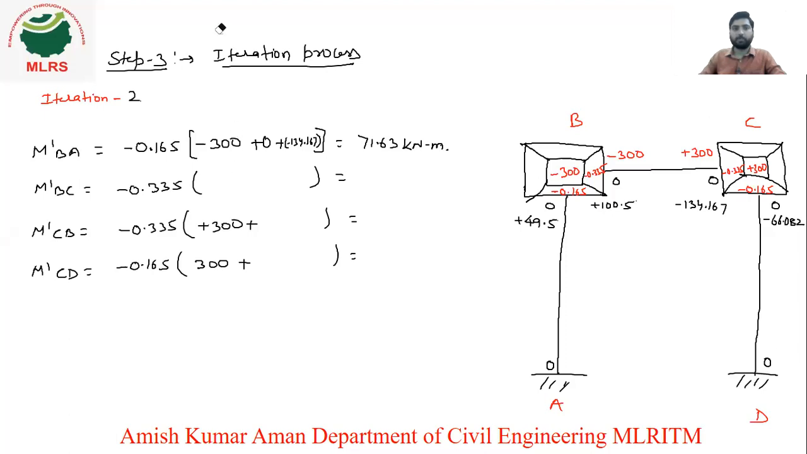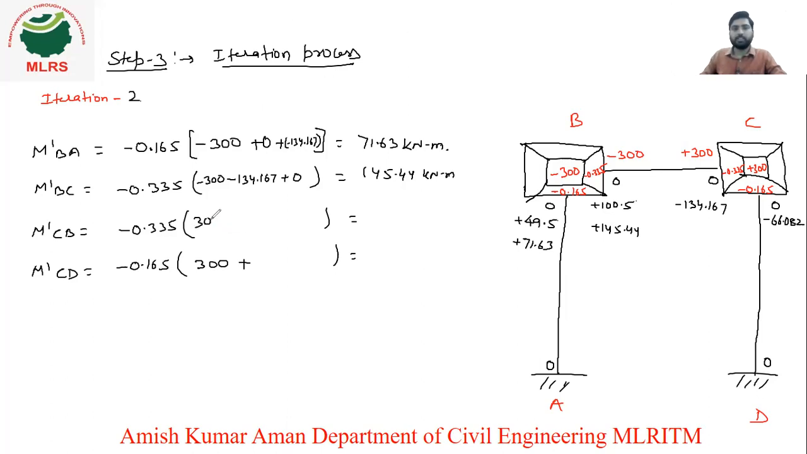Similarly, next for this, again minus 300. Near contribution value is minus 134.167. Far contribution value is 0. So if you calculate, you will get 145.44 kilonewton meter. As soon as you get these values, please update here. So 71.63, we will update here, 71.63. Next we will update here, that is 145.44. Now next we are calculating. So plus 300.